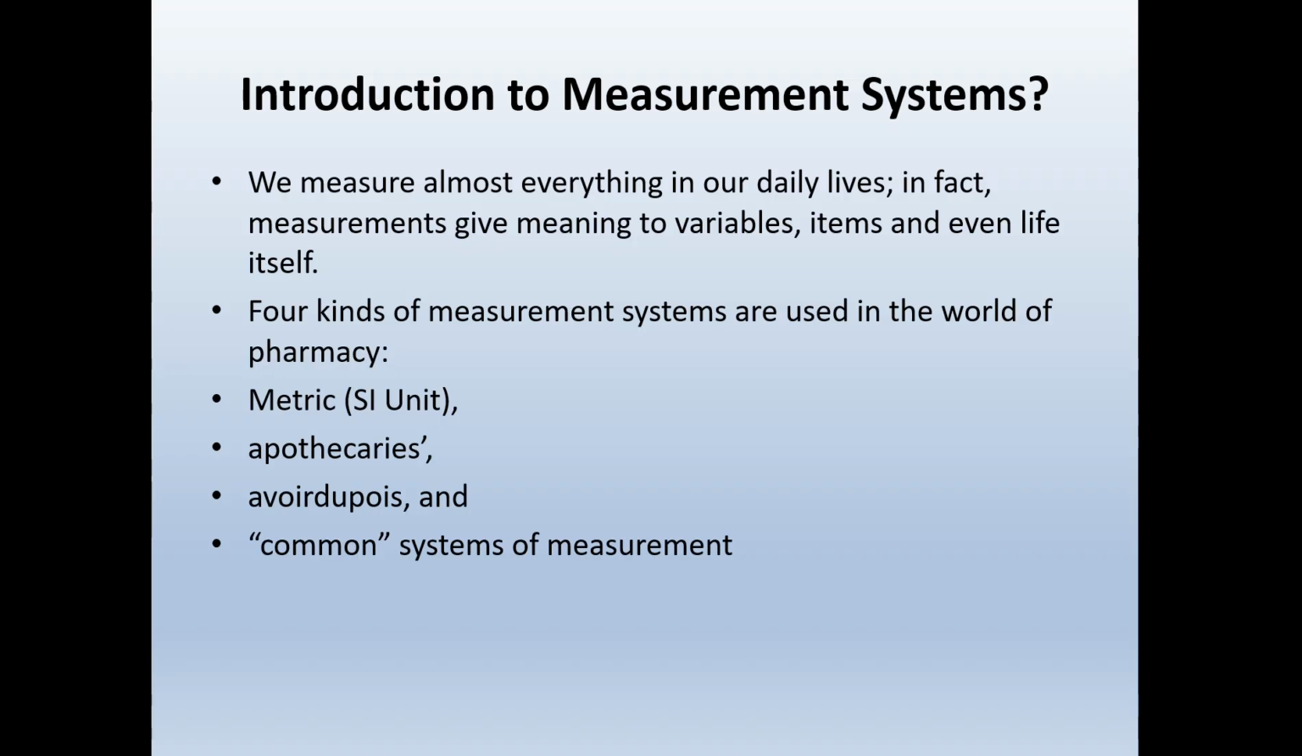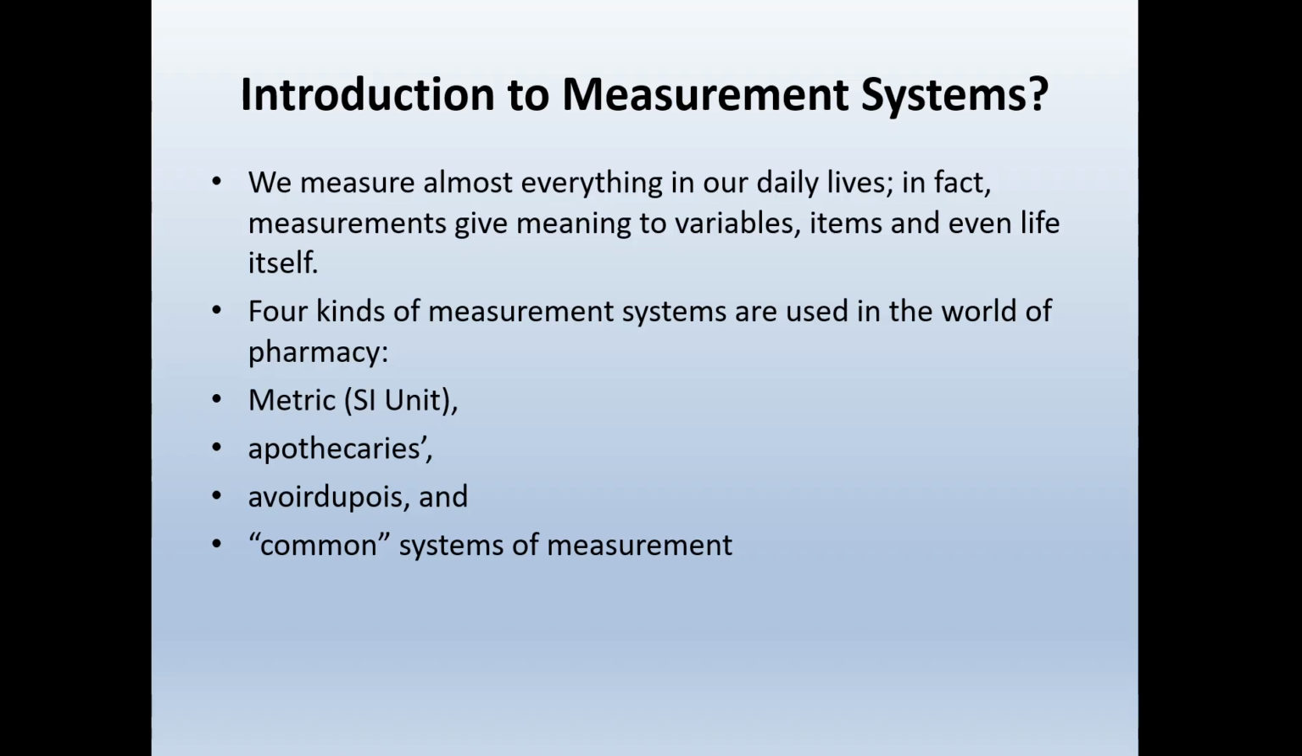Now, we've looked at measurements in a nutshell. So what are the kinds of measurement systems we have in pharmacy? In pharmacy, we have four types of measurement systems. The first one is the metric system. The metric system is the old name, actually. The new name now is the SI unit, that is the System International Unit. That is the one that is widely used across board.